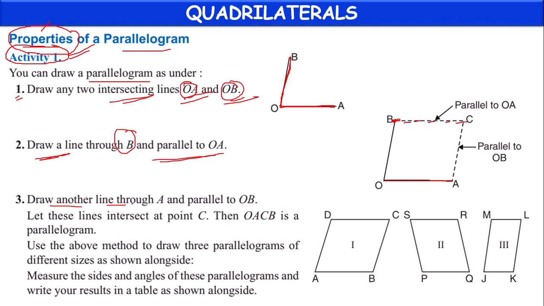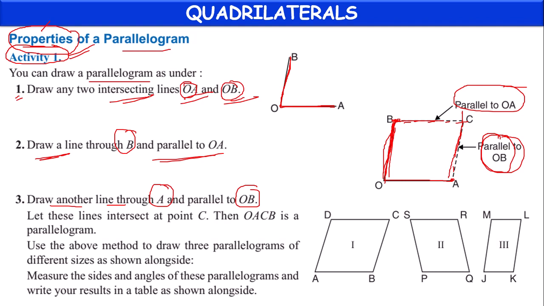Draw another line through A parallel to OB. Parallel to this OB, from point A, we have to draw a line through A which is parallel to OB. We have to draw a line through B which is parallel to OA, and a line through A which is parallel to OB.